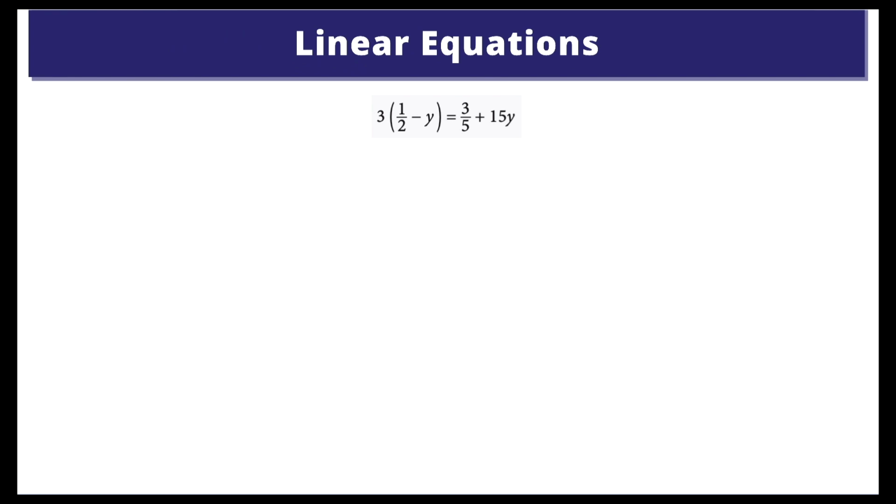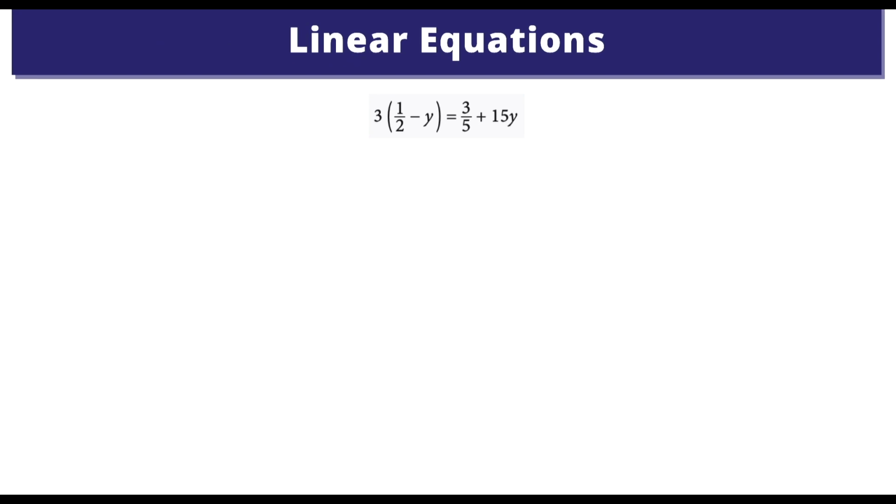So we have 3 times (1/2 minus y) equals 3/5 plus 15y. And the beauty of algebra is that there's many ways to go about this, but I'm going to do it in the way that's most simple for me. I'm going to first distribute that 3 onto both sides. So I'd get 3/2 minus 3y, and that is from that 3 over there. And now, for simplicity's sake, we're going to write out the other side.